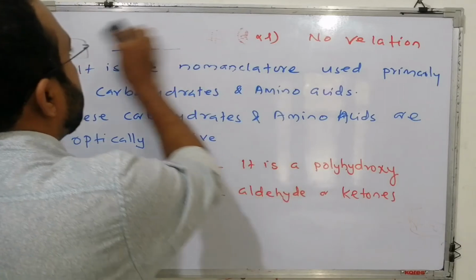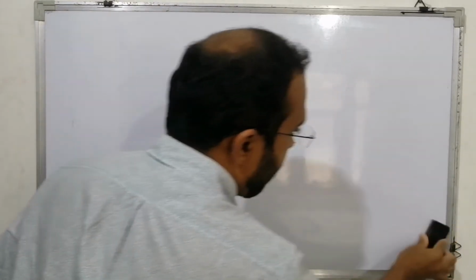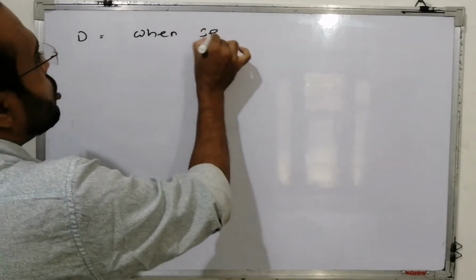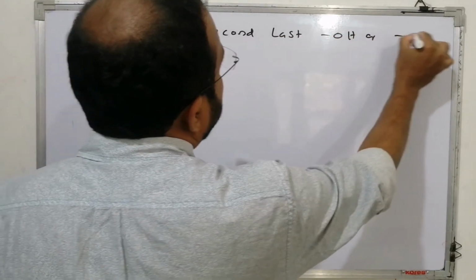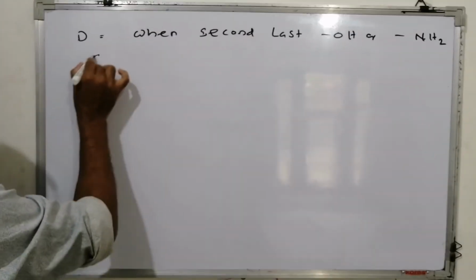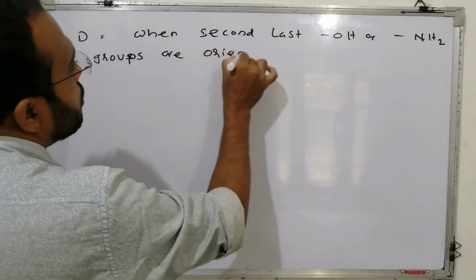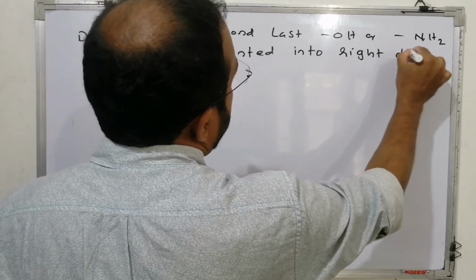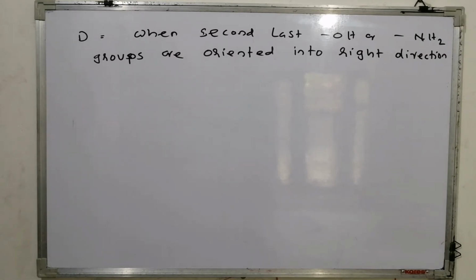Well, this nomenclature. D, capital letter D, when the second last OH or NH2 group is oriented in the right direction. Okay, that is D. Let us take some examples.